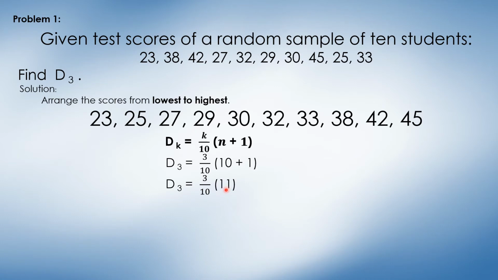Simplify, we can now have 11 multiplied by 3 over 10. 11 times 3 is 33 divided by 10. The answer is 3.3. So in deciles, 3.3, we need to look for the third term and fourth term because our answer is a decimal. So the third term, next to it is the fourth term. So look for the value of the third and fourth term.